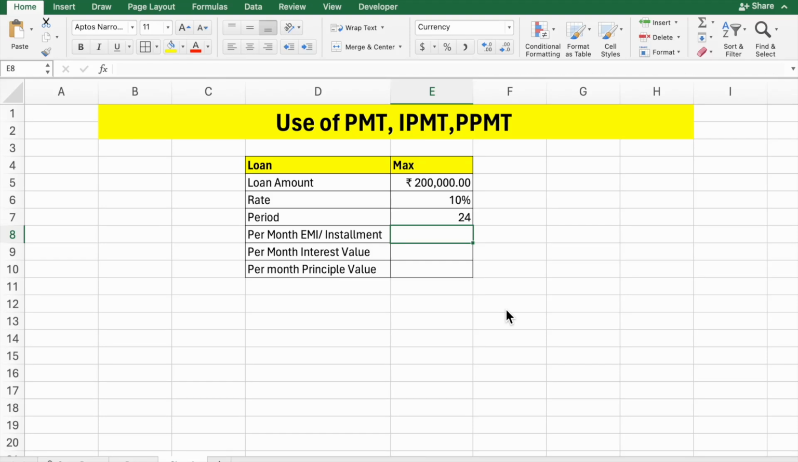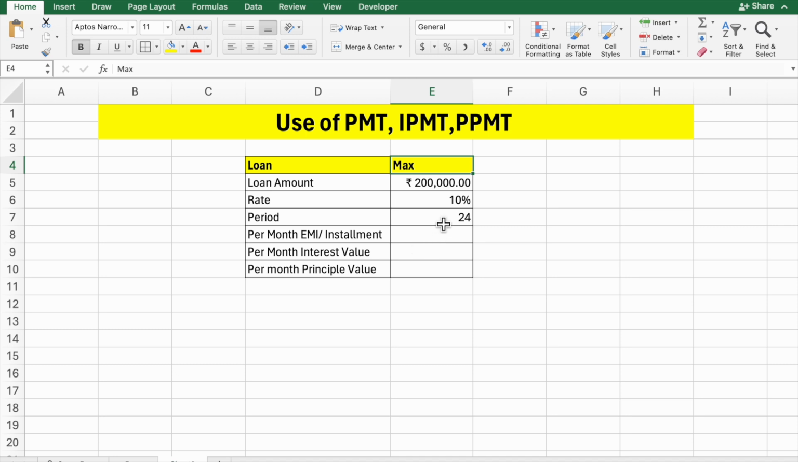In this video I will show you how to use the PMT, IPMT and PPMT formulas in Excel. Okay, so where to use and how to use. Here you will see this is a loan and this is the name of the person who has taken the loan from the bank. Max has taken a loan amount of 2 lakh rupees. The rate is 10% and the time period is 24 months.